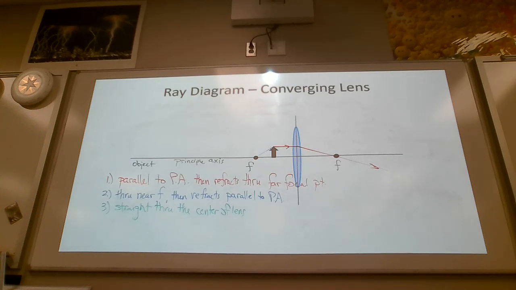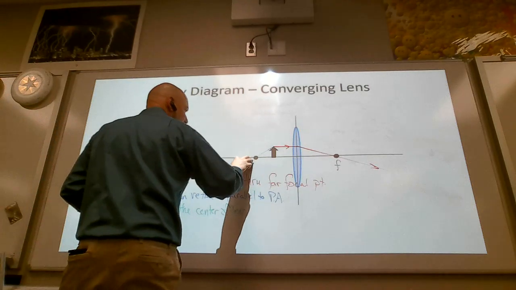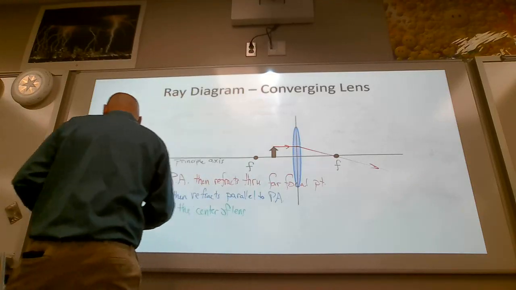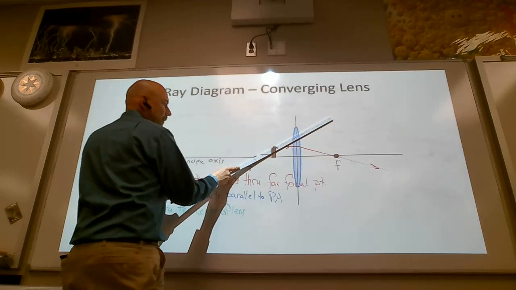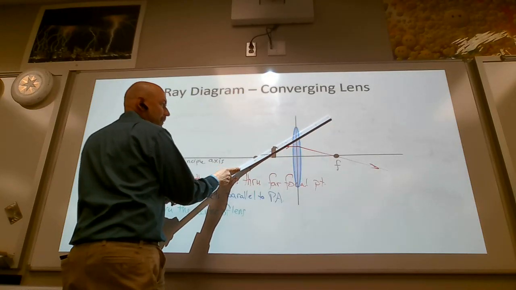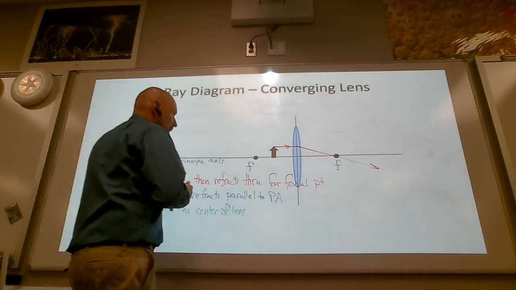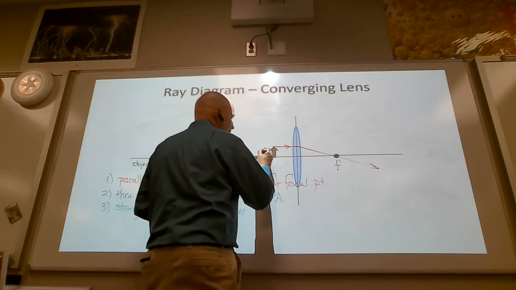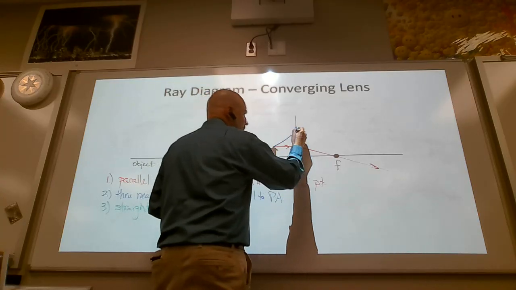Does everybody see our problem there? So what we're going to do is put our straight edge connecting from the near focal point to the top. Okay. And we're drawing this as if there was a ray of light that connected those.